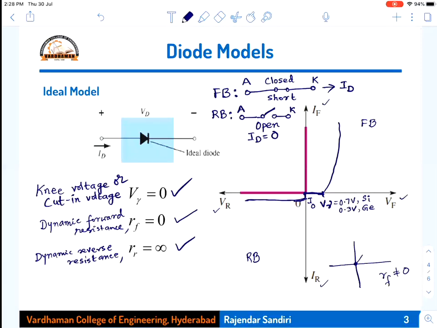But RF equal to 0 means the slope is 0. So this is having a slope. This is what we call a slope. So the slope is existing. Therefore, the graph will be like this if RF is not equal to 0. RF is the slope of the graph here. Why is it the slope of the graph?